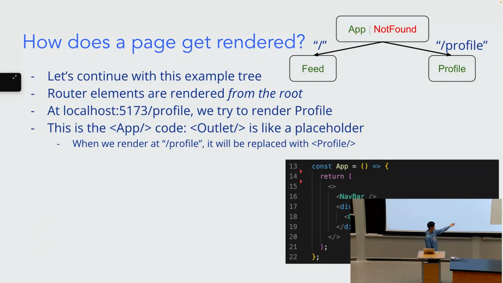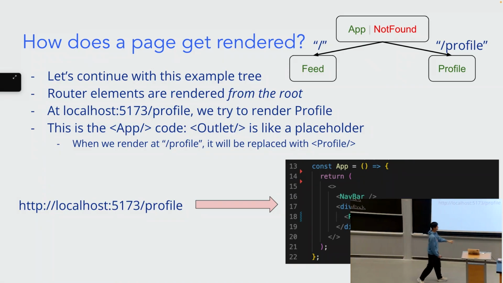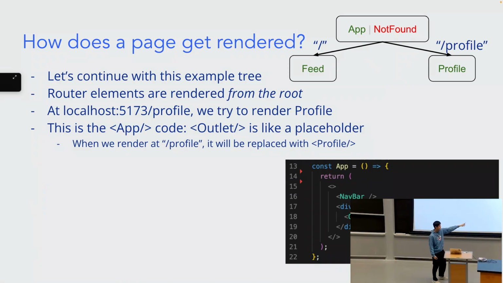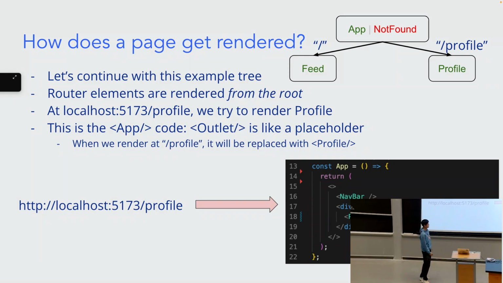we see this outlet thing in app.jsx when we return, and you might wonder what the outlet is doing. You can essentially think of the outlet as a placeholder component. So when we render at /profile, this outlet will be replaced with the profile component. So here, if we navigate to localhost 5173/profile, we'll see that the outlet that was previously here is just going to be replaced with the profile component.